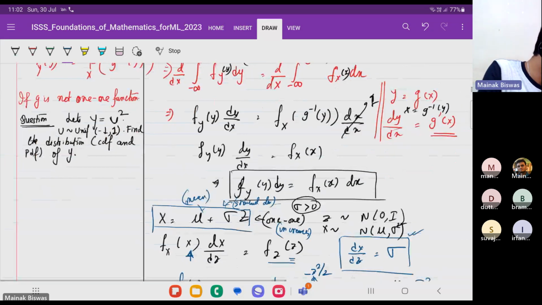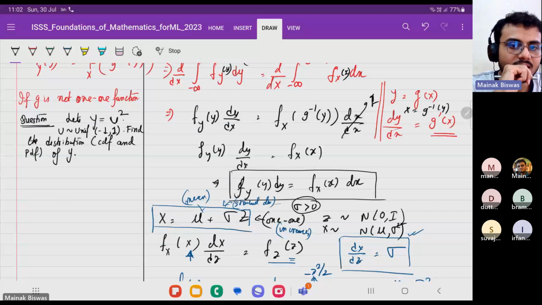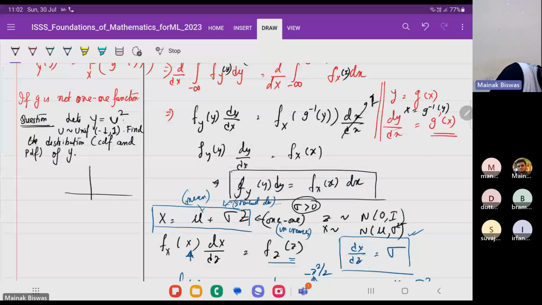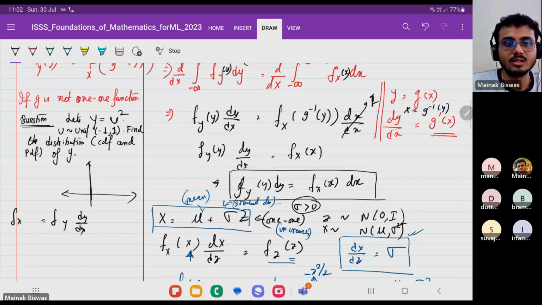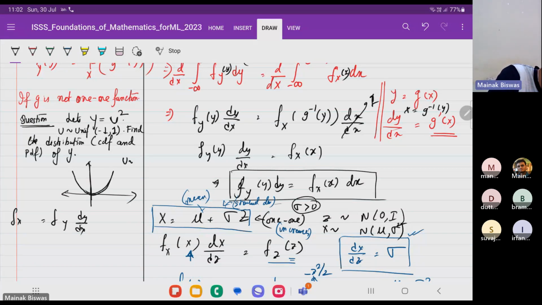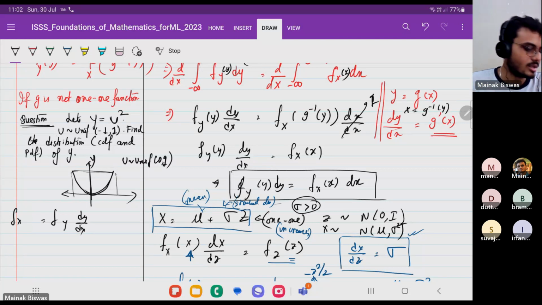Okay. So finish this off, last question, and then we'll be going away. But I'll ask you one thing. For this question, can I use this function? This is a very important question that may be asked in your interviews. Can I use f of x equal to f of y times dy by dx? Can I use it here? Y is equal to u square, u is uniform 0, 1. Can I use this derivative function to find the PDF directly?